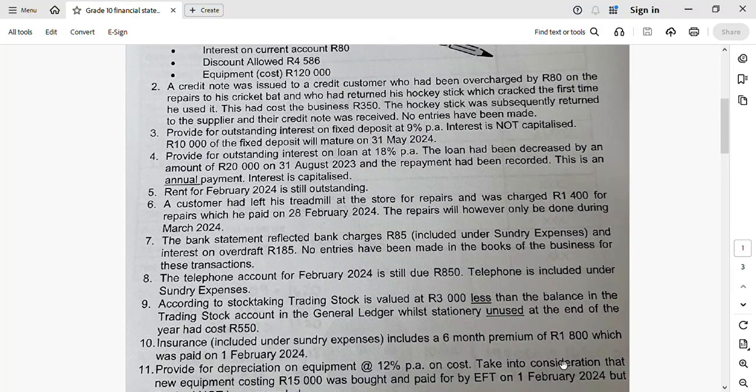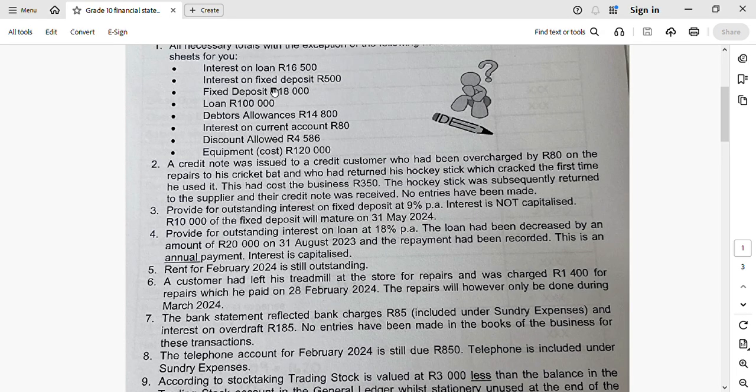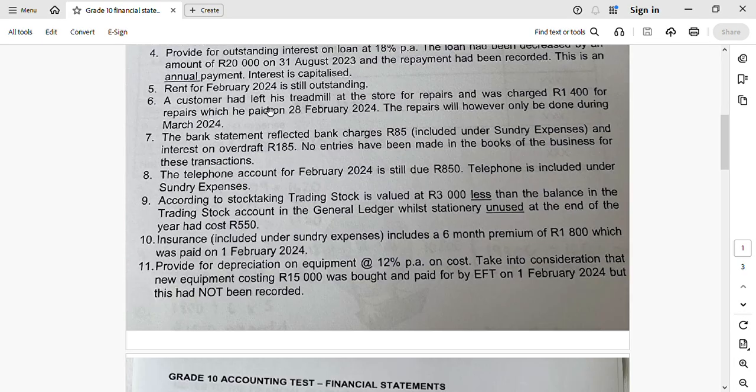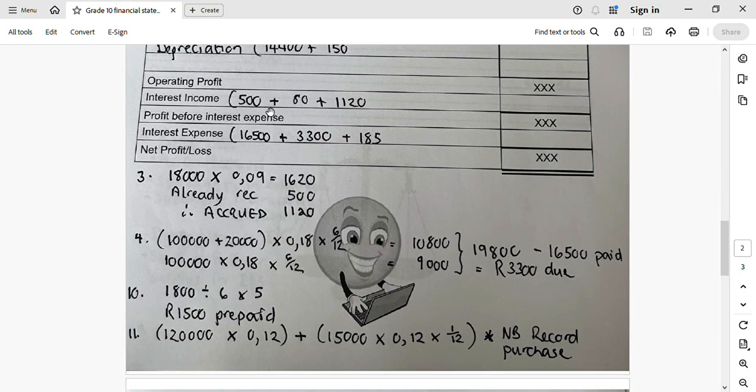Right, the next one. Provide for outstanding interest on loan at 18% per annum. The loan had been decreased by 20,000 on the 31st of August, and the repayment had been recorded, and this is an annual payment. Okay, if you have a look here, this loan figure is after you've paid back the 20,000, because that 20,000 has been recorded. So in other words, to start off the year, you would have owed 120,000. And if you count the number of months, okay, it's half a year, it's 6 months.